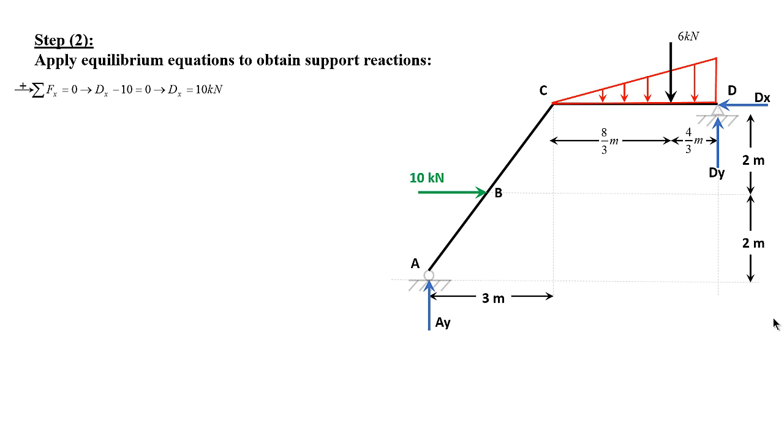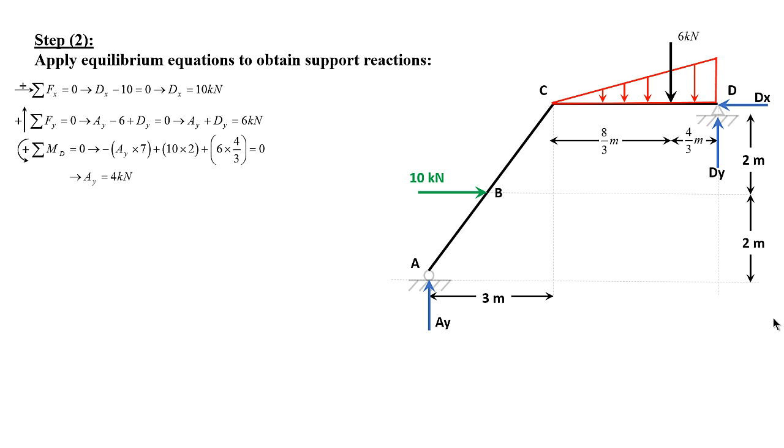If I do the summation of the forces in the y direction and set that equal to 0, I will have AY minus 6 plus DY equals 0. And I will get an equation saying AY plus DY equals 6 kilonewtons. Now jumping into the third equilibrium equation, if I do the summation of the moments about point D, and the reason I picked point D is because DX and DY go through the point of interest, so DX and DY will play no role in the moment equation.